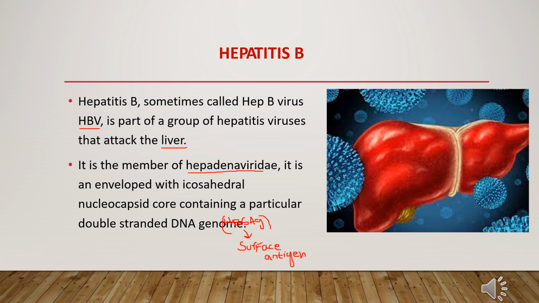Hepatitis B is sometimes called hepatitis B virus. It is part of a group of hepatitis viruses that attack or damage the liver. It is a member of the hepadnavirus family. It is enveloped with an icosahedral nucleocapsid core containing a partially double-stranded DNA genome. Hepatitis may be caused by alcohol, drugs, autoimmune diseases, metabolic diseases, and many other viruses. Its envelope contains a protein called surface antigen.